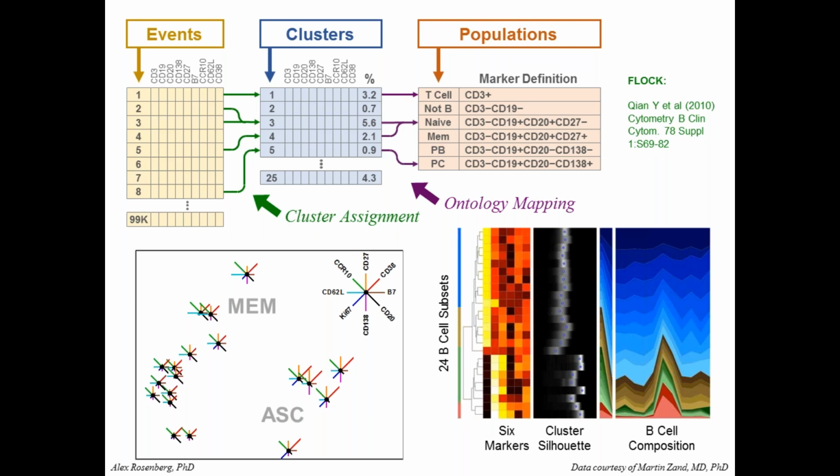What the clustering does, instead of looking at 2 dimensions at a time, is cluster the events, and Flock uses a density-based method of clustering using all the dimensions. The dimensions are the markers in the cell panel, and we might come up with 25 clusters in this multidimensional space. So now we have a bunch of subsets, and the next challenge is to figure out what those subsets are.